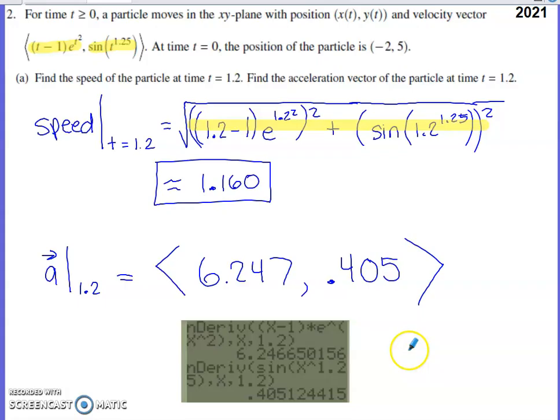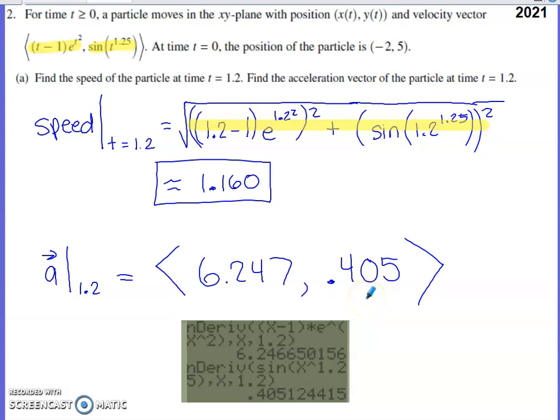The other part of part A asks us to find the acceleration vector of the particle at time 1.2. We don't need the acceleration vector in general. If we did, we'd have to find a way to take the derivative of these velocity components. But all we need is the derivative of the x component of velocity evaluated at 1.2, comma, the derivative of the y component of velocity evaluated at 1.2. We can use the calculator to produce those numerical values. So you see my TI-83 input here, and rounded to 3 digits beyond the decimal, these are the x and y components of acceleration.